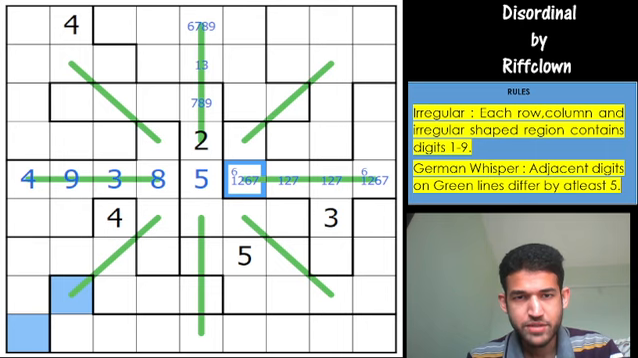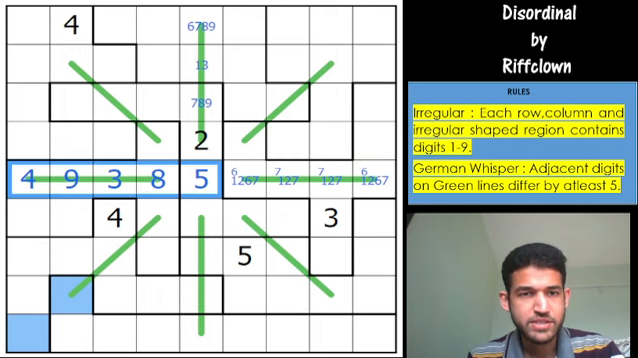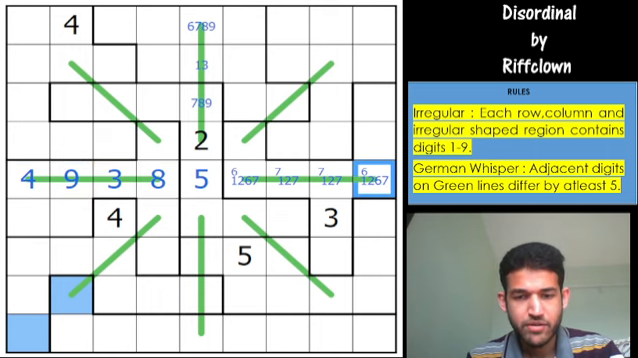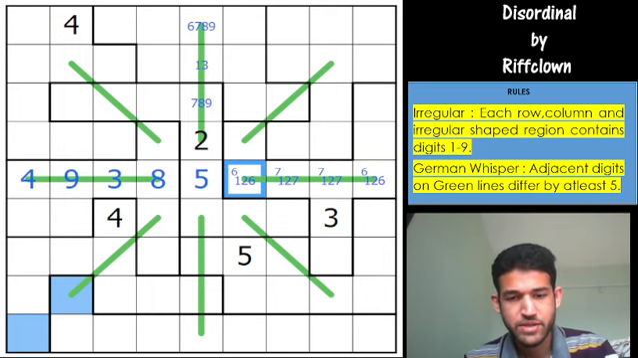So if this is 6, its counterpart 7 must go here. And if this is 6, its counterpart 7 must go here. So which means that we can always remove 7 from these cells, because of the adjacent grouping part. We can remove 7 from this cell and this cell. There is no way to put the 7s in there.